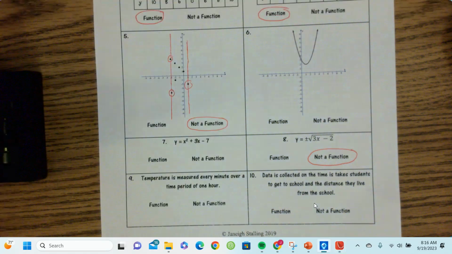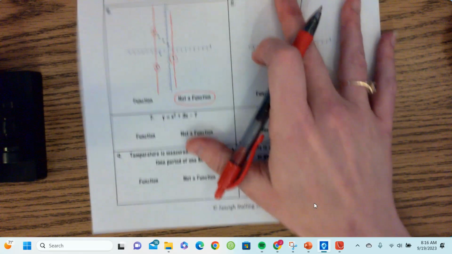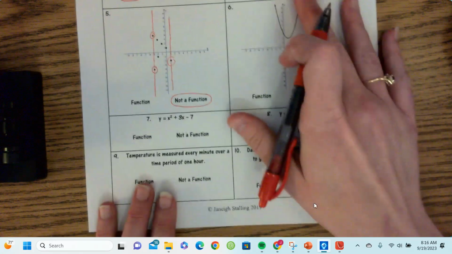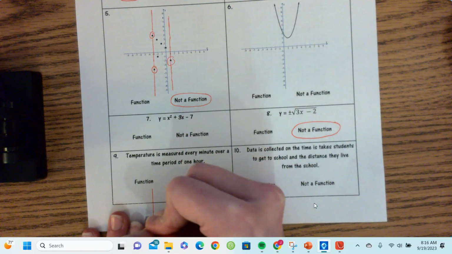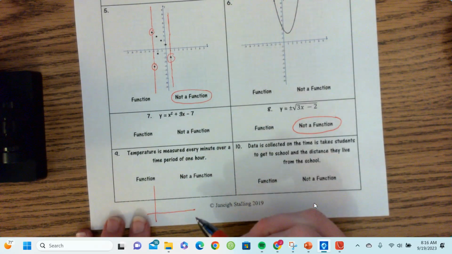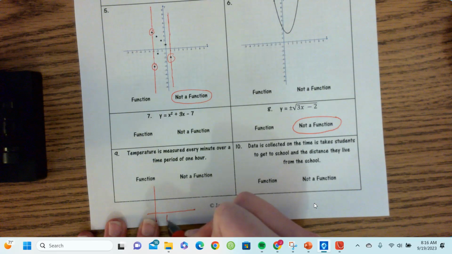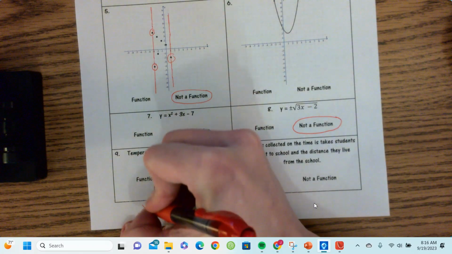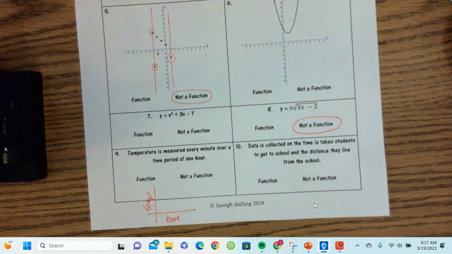All right. Word problems. Number 9. Temperature is measured every minute over a time period for 1 hour. So think about what the graph would look like. So time is typically always x. And then the temperature is going to be the y.